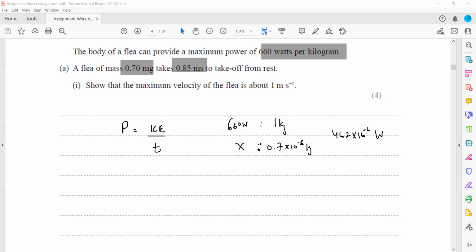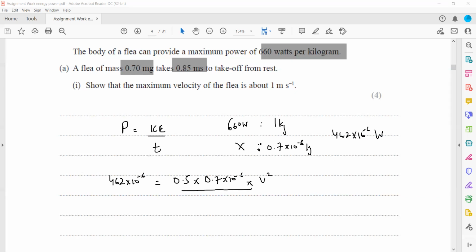What I did, I multiplied 660 by 0.7, so it is 462 into 10 power minus 6. I did not multiply the powers, I just multiplied the numbers. So we have the power which is 462 into 10 power minus 6. Then the useful energy is the kinetic energy, which is 0.5 times the mass of the flea, 0.7 into 10 power minus 6, multiplied by speed squared, v square. And that is divided by the time.